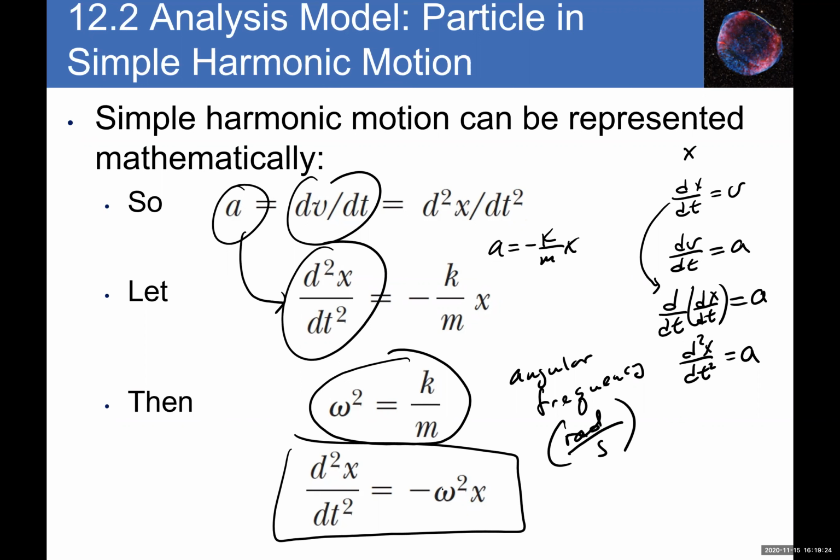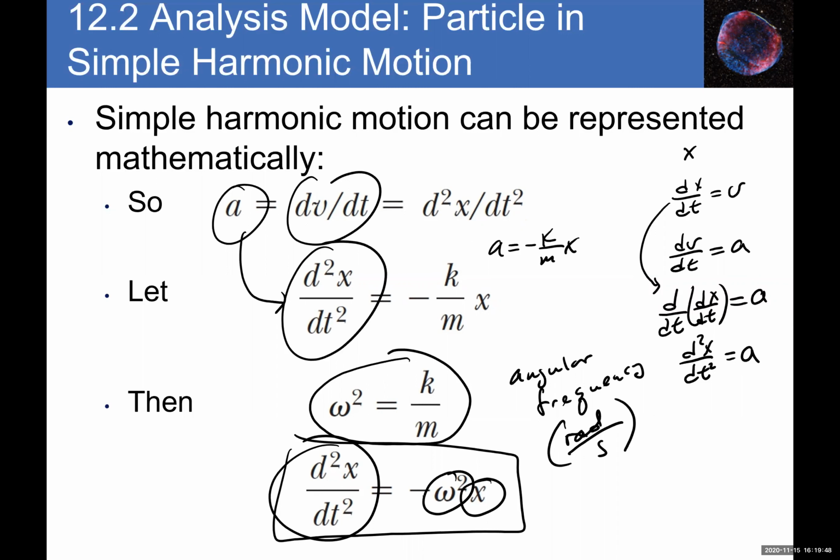That means what we have is this: you take some kind of function of x, you take the derivative of that function twice, and you get the negative of the same function times some kind of constant. And the question is, what type of function do we get? What type of function satisfies this equation?